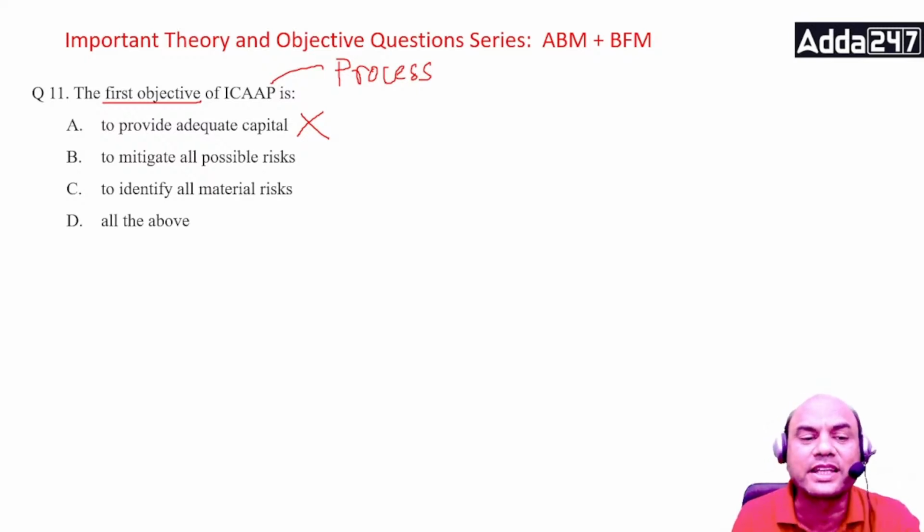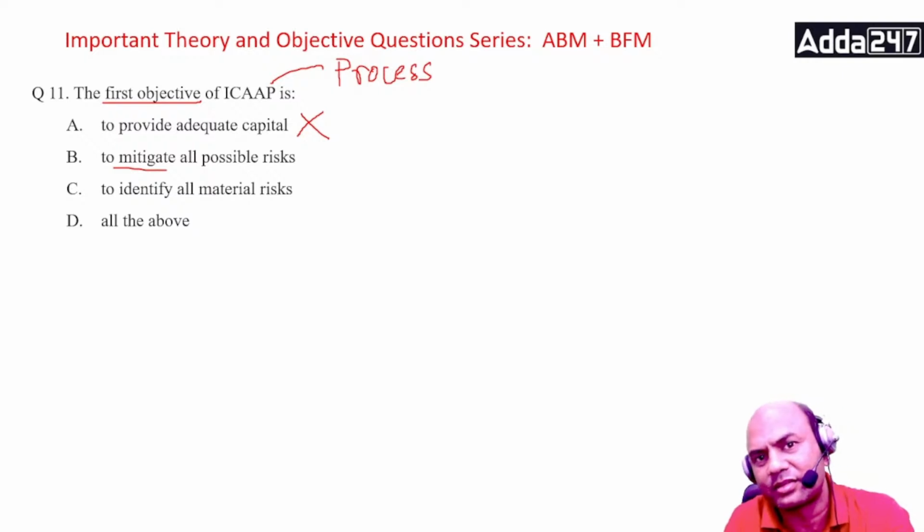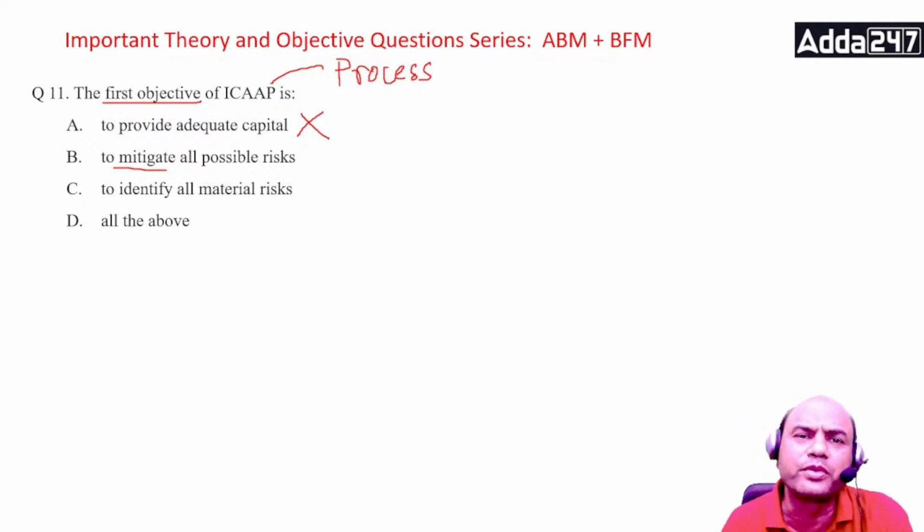Mitigate all possible risk. Can you mitigate the risk? Never. Mitigate all possible means what? Whatever risk can come in future, I'll mitigate it. Have you seen the risk? Same thing, August 19. Had you seen COVID? Did you see COVID at that time? You can't. So out.